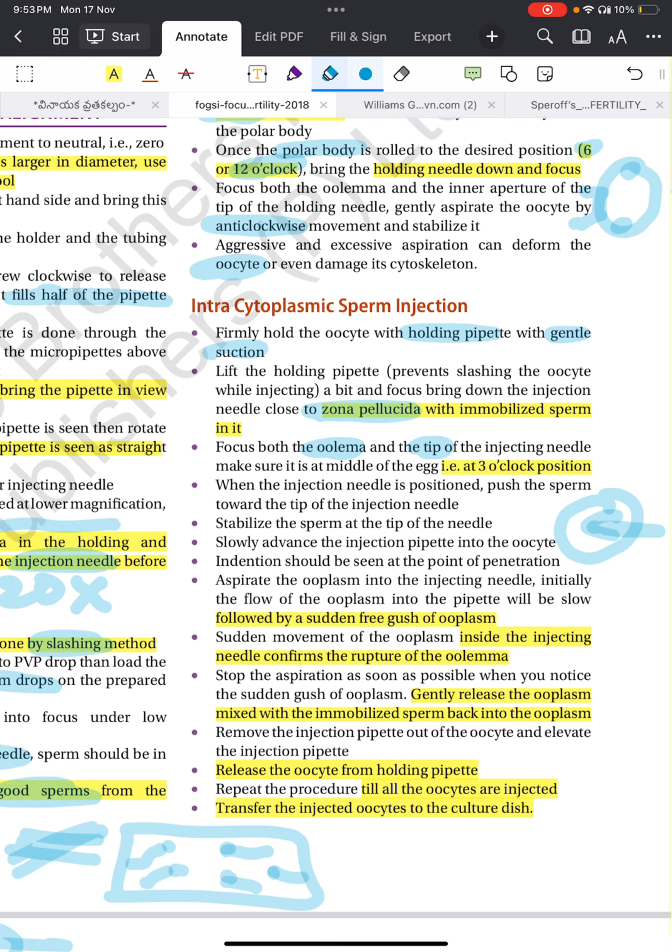We'll go and inject. When the injection needle is positioned, push the sperm towards the tip of the injection needle. Stabilize the sperm at the tip of the needle. Slowly advance the injection pipette into the oocyte. Indentation should be seen at the point of penetration.